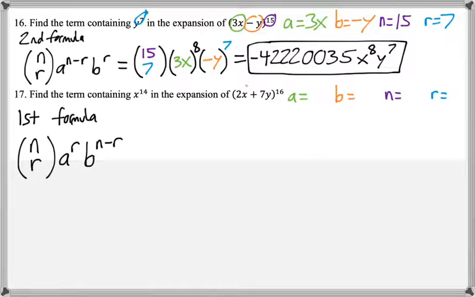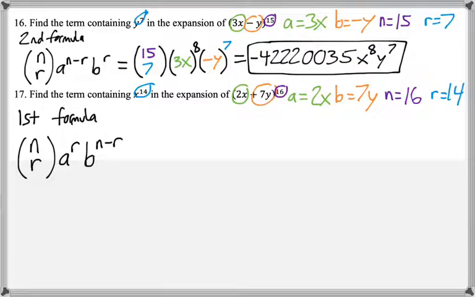My a is going to be 2x. My b is 7y. N is 16. And r is 14.